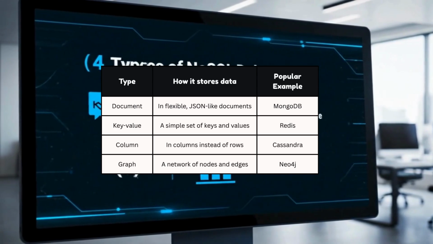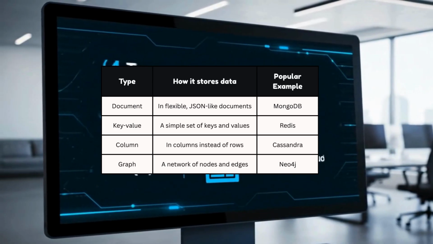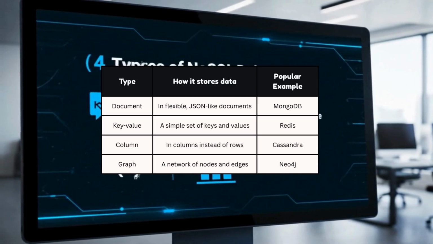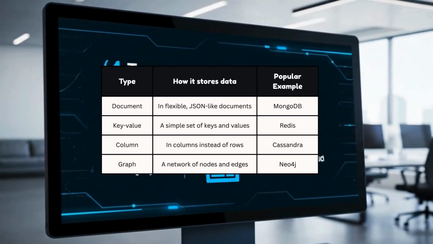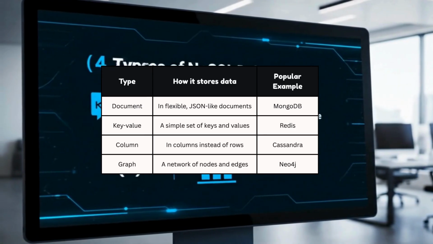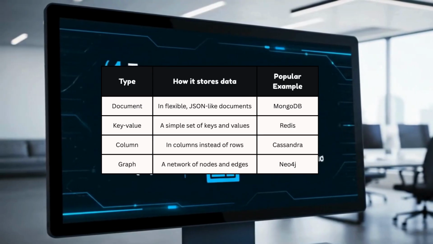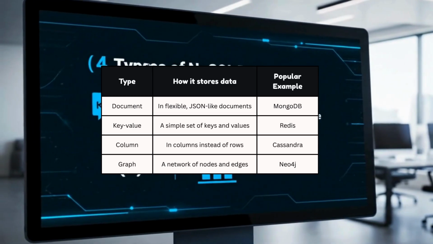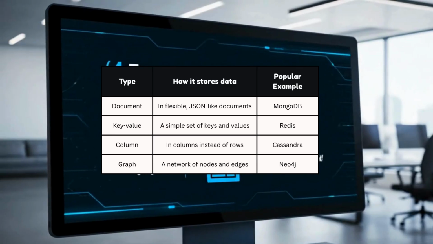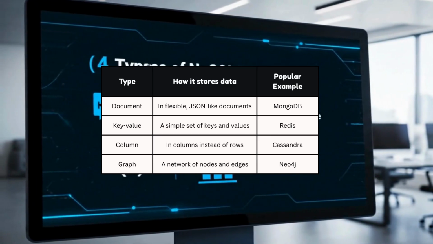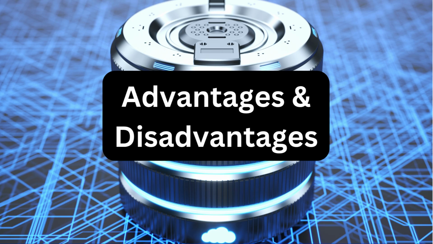Then you have key value stores, like Redis. These are like super fast, simple dictionaries. You have a key, like shopping_cart_123, and a value, which is the stuff in their cart, perfect for temporary data. Next are column family stores, like Cassandra. These are absolute beasts for analytics because they let you grab just the columns of data you need across billions of records really, really fast. And last but not least, graph databases, like Neo4j. These are all about relationships and connections, making them the go-to for social networks or those "people who bought this also bought" recommendation engines.